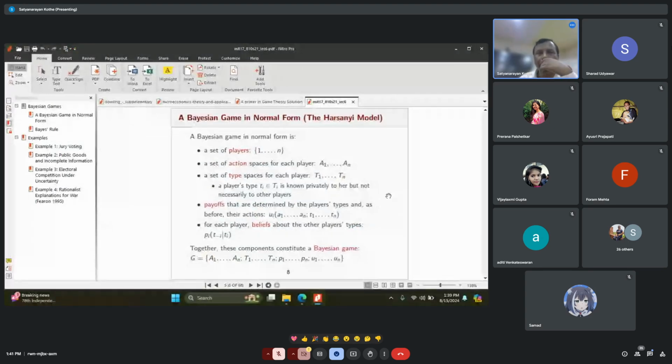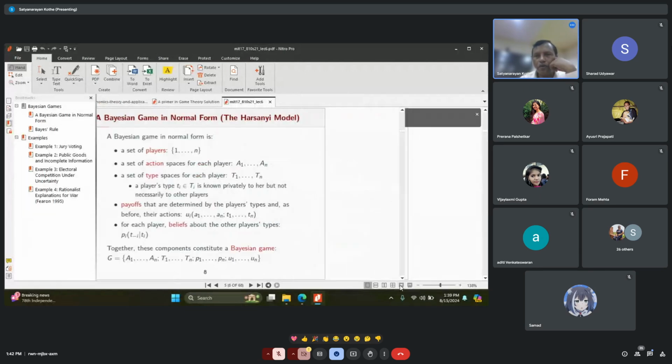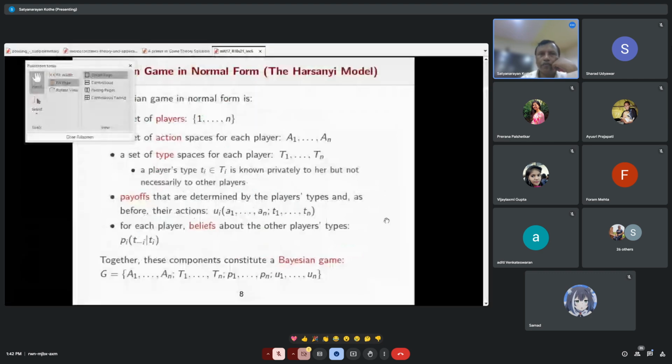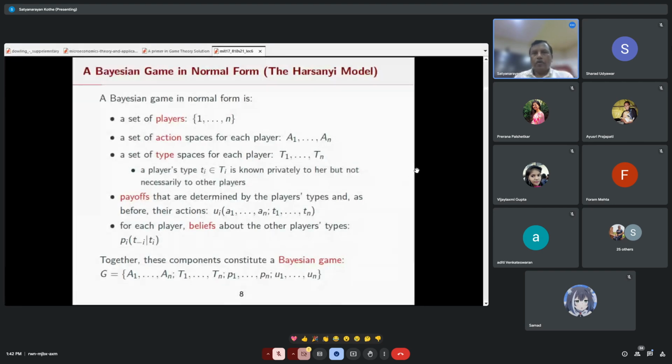The only thing I wanted to tell you is that the type of each of the players is T1, T2, Tn. So T1, T2, Tn is nothing but the type.